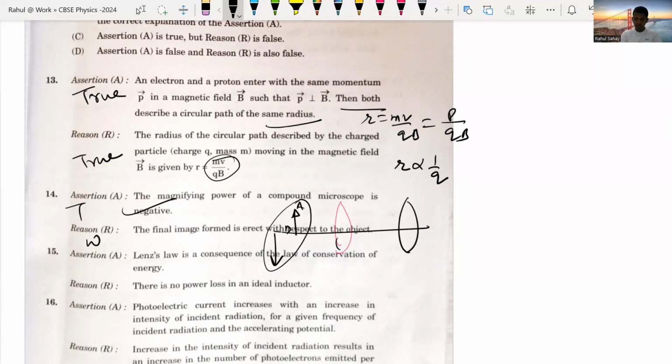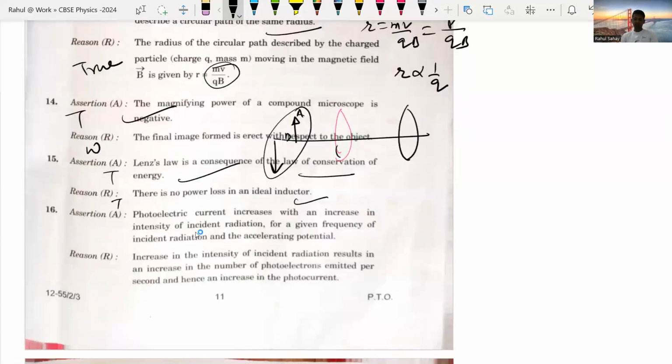This is true. Lenz's law is a consequence of the law of conservation of energy. This is correct. There is no loss in power. This is also correct. The power dissipated in the vector is 0. But it is not a correct explanation of the first one, right? So this is true, this is true, but not a correct explanation. So option 2 will be correct.